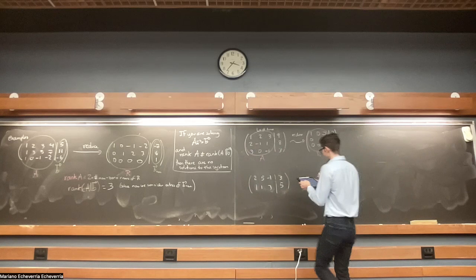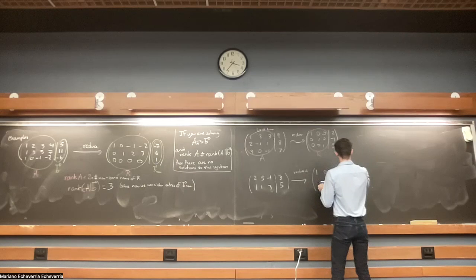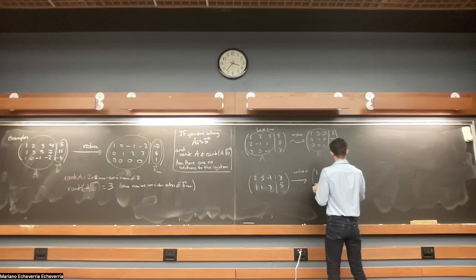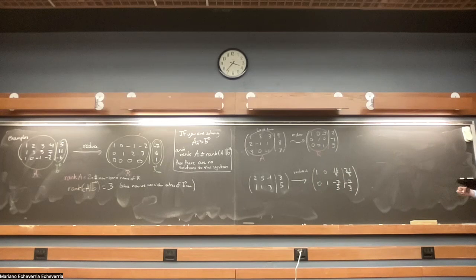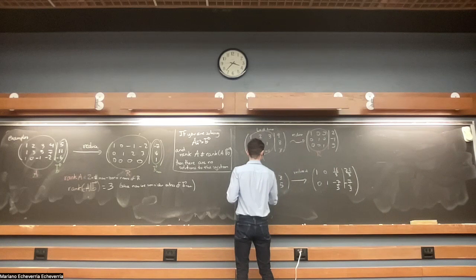Let's see, where did we end? We had reached, after reducing it, 1, 0, 16/3, 22/3, and 0, 1, -7/3, -7/3. Maybe this one looks familiar. So this was our A, and this is the reduced version.